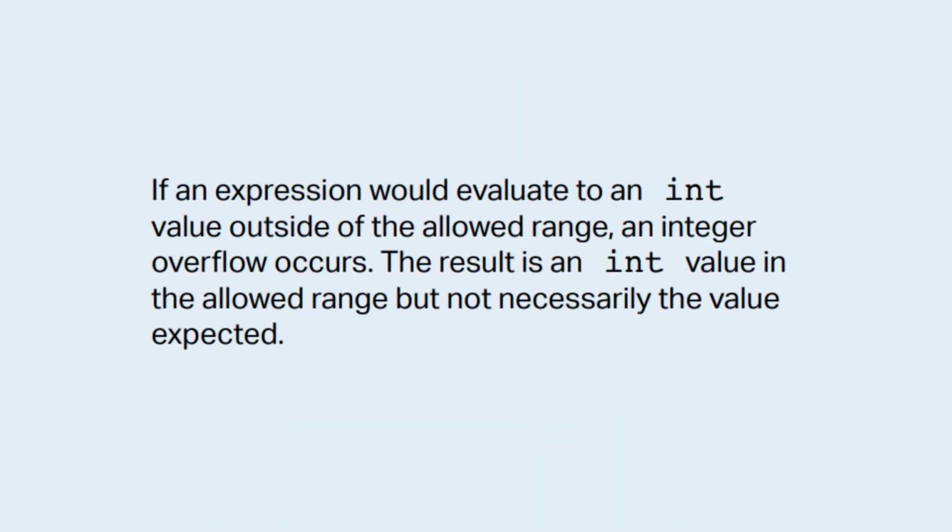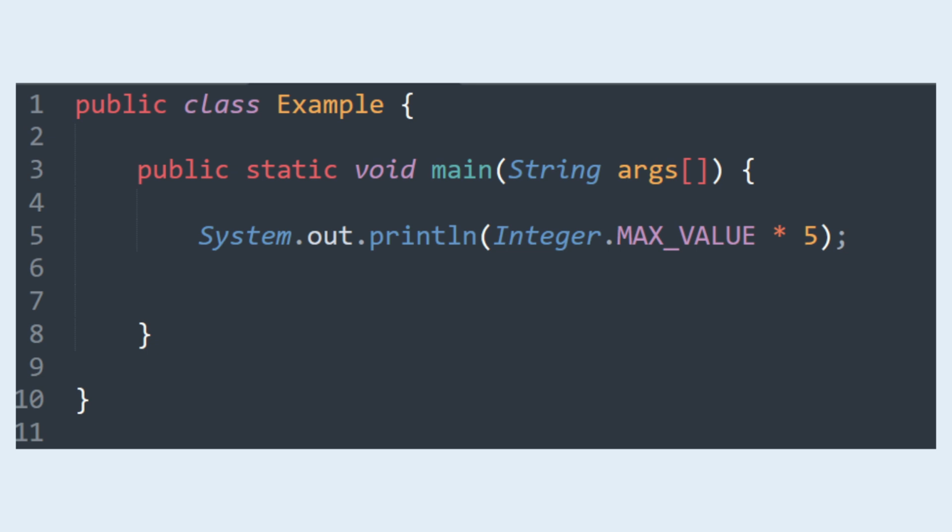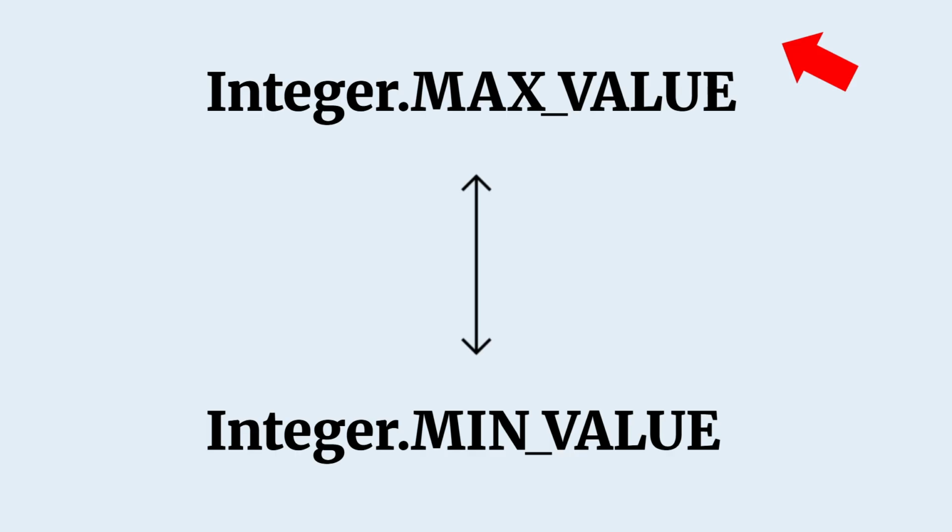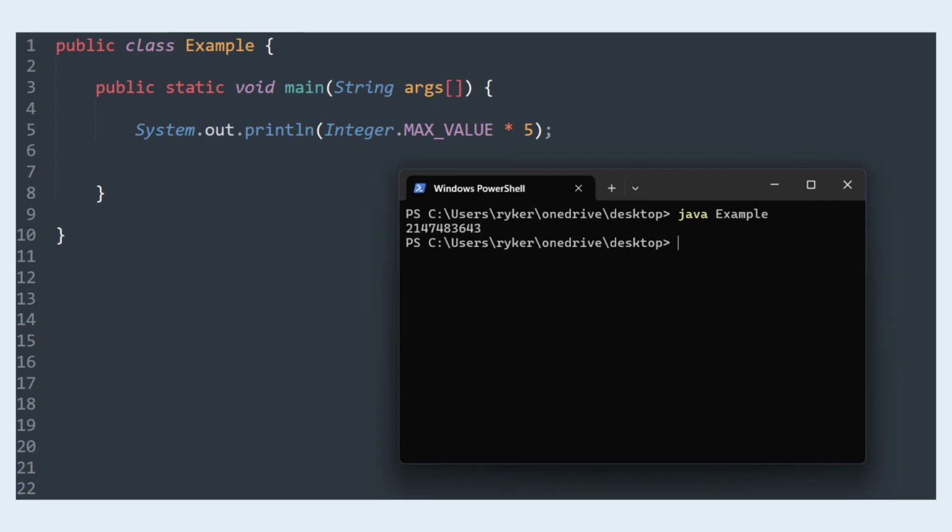If an expression would evaluate to an int value outside of the allowed range, an integer overflow occurs. The result is an int value in the allowed range, but not necessarily the value expected. Let's say we set up a print statement to multiply the max integer value by 5. Because this number is about 10 billion and outside of the possible range, we are going to cause an integer overflow. However, when the code compiles and runs, it is not going to give us a runtime error, it just gives us a wrong answer.